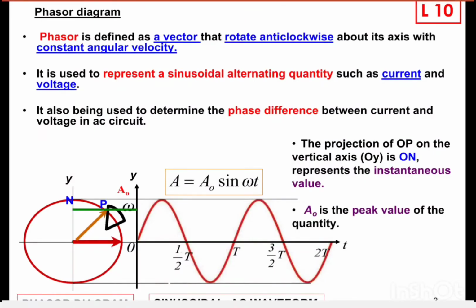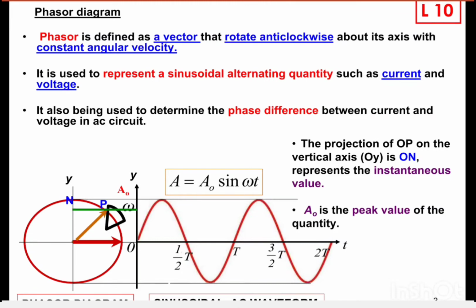Okay, first of all, we look at the phasor diagram. What is a phasor? A phasor is defined as a vector that rotates anticlockwise about its axis with constant angular velocity. It is used to represent a sinusoidal alternating quantity such as current and voltage, and it is also used to determine the phase difference between current and voltage in an AC circuit.